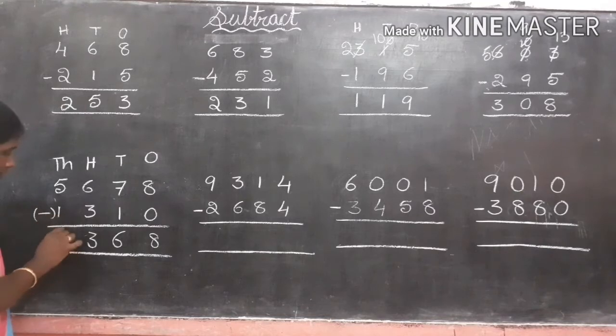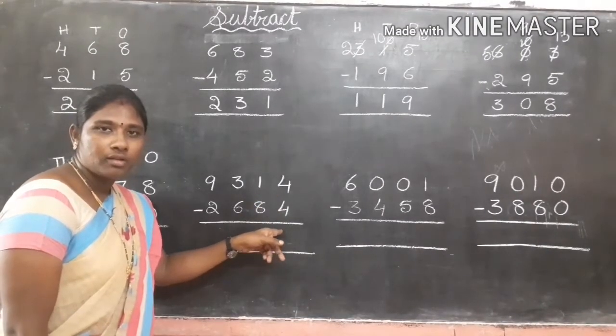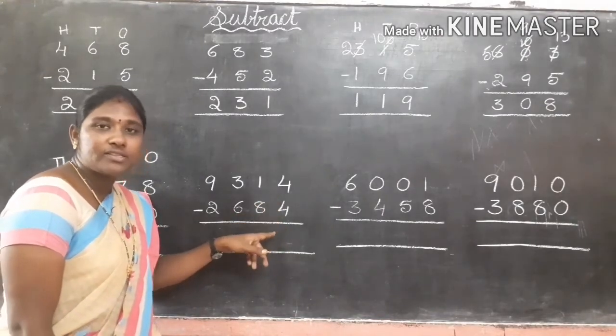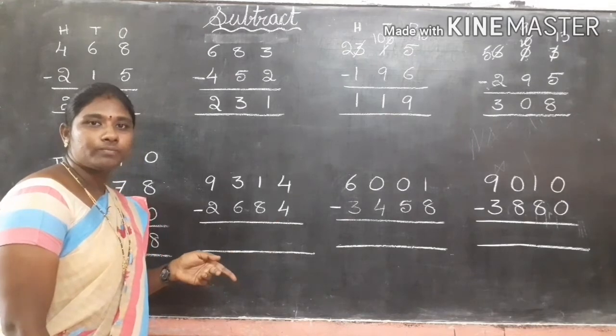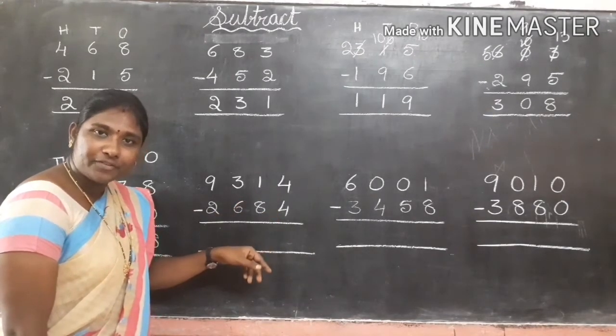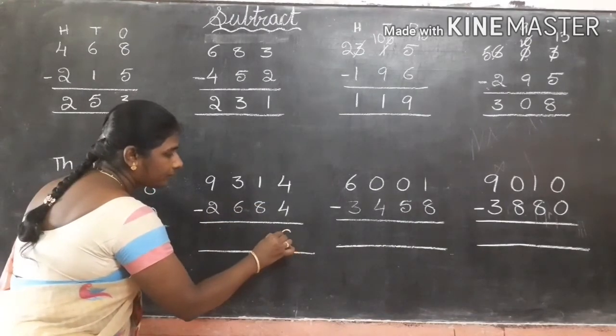Here 5. 5 minus 1, 4. Okay, next 4 minus 4. When a number is subtracted by itself, the difference is 0. Here 4 minus 4, 0.